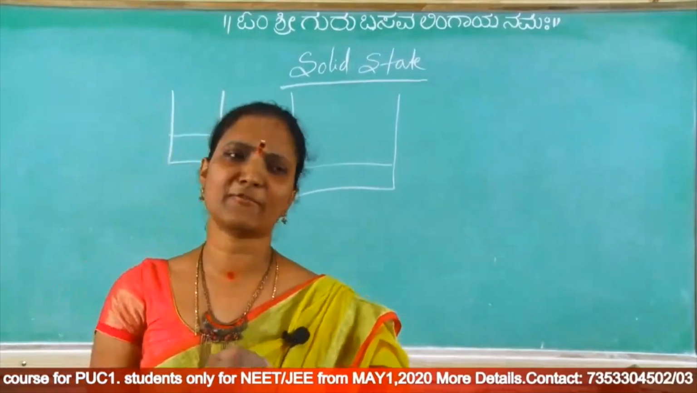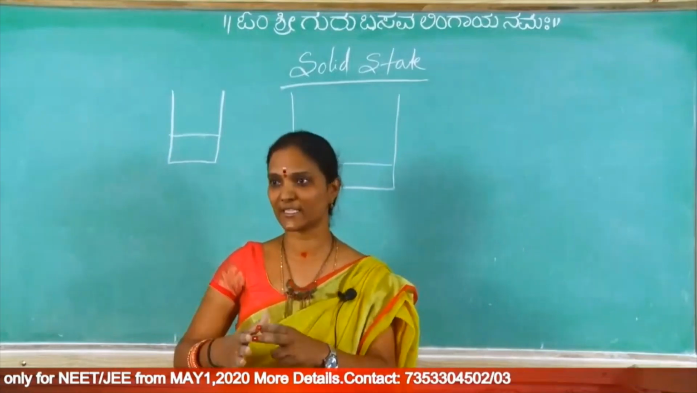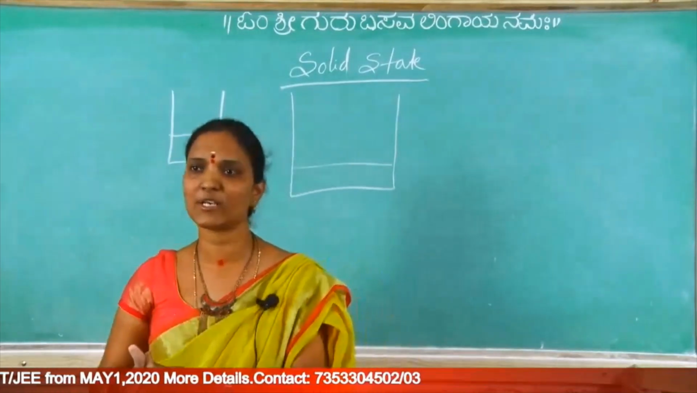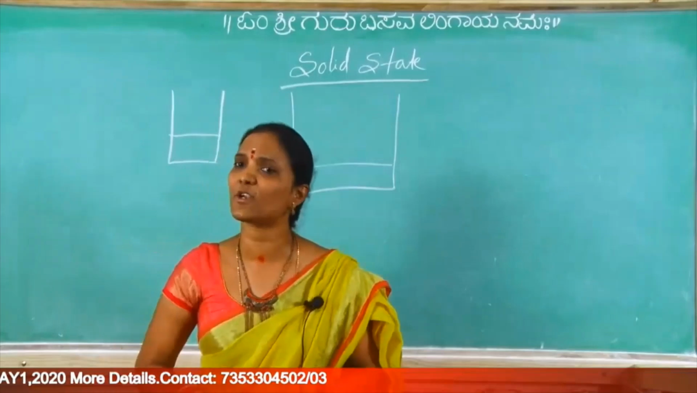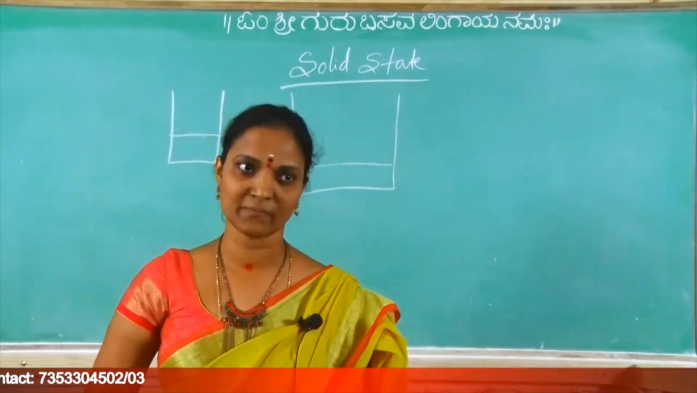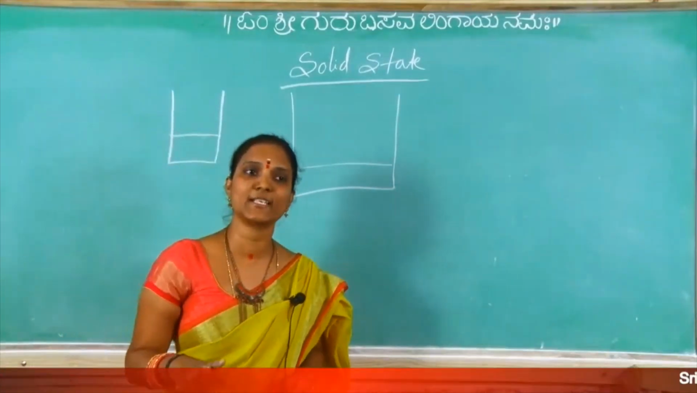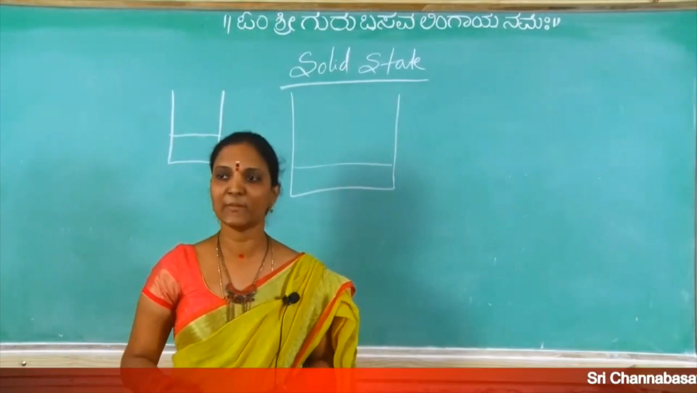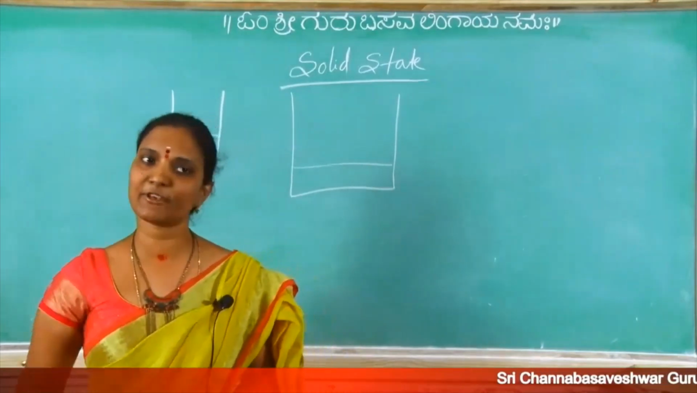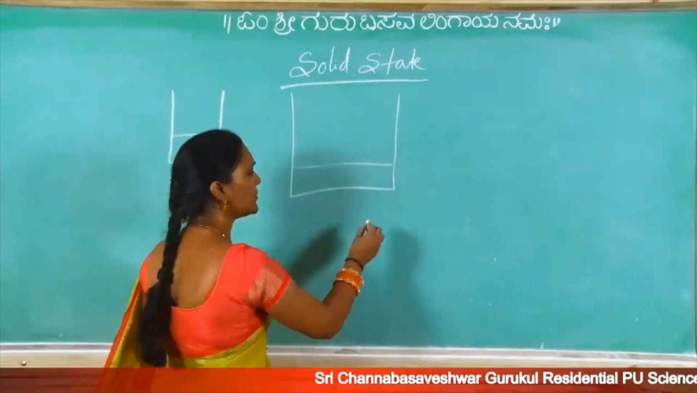Now the first question: what is the favorable condition for the solid state? At what stage can matter exist in solid state? There are two conditions only: one is the temperature, another is the interactions. At low temperature, matter can exist in a solid state. That is the favorable condition. The second one is the interactions between the particles.